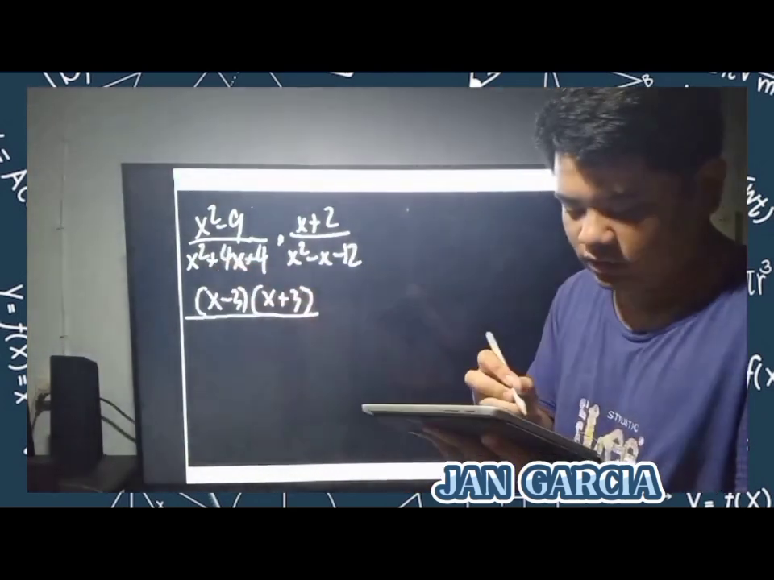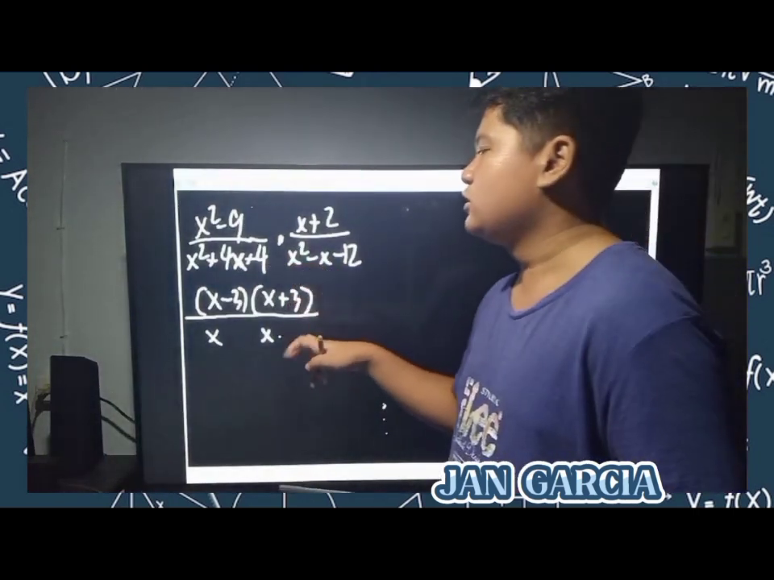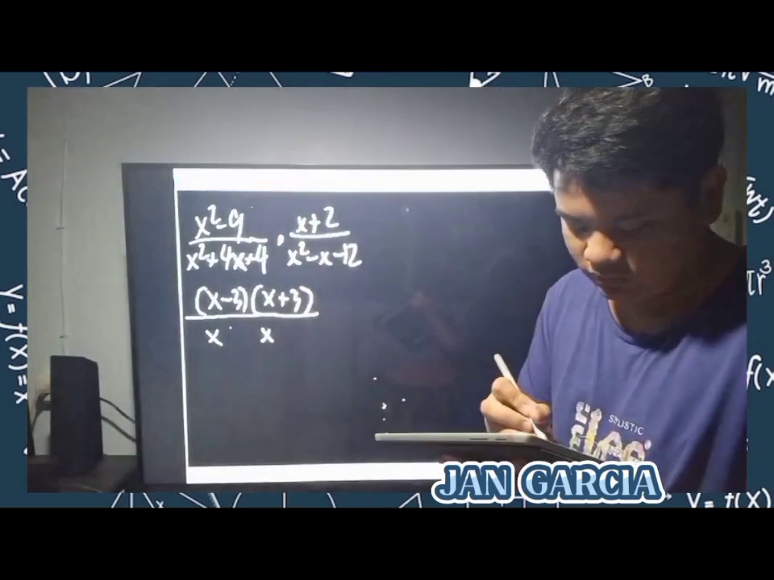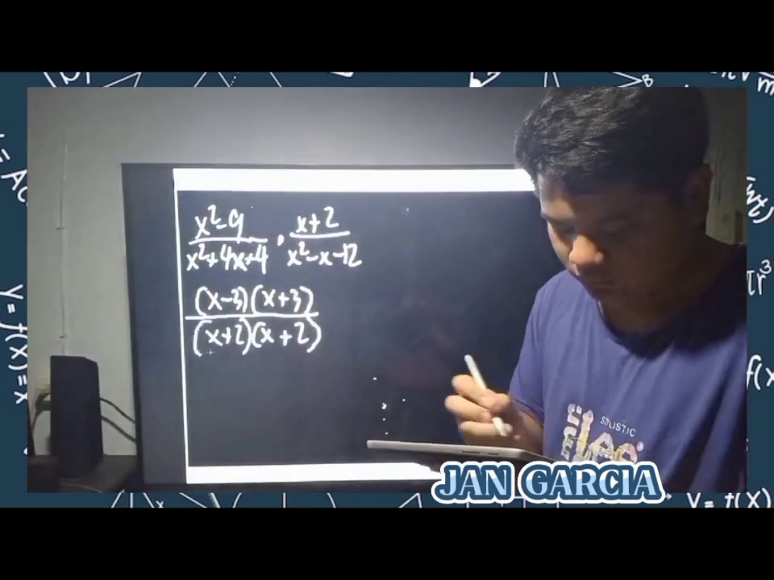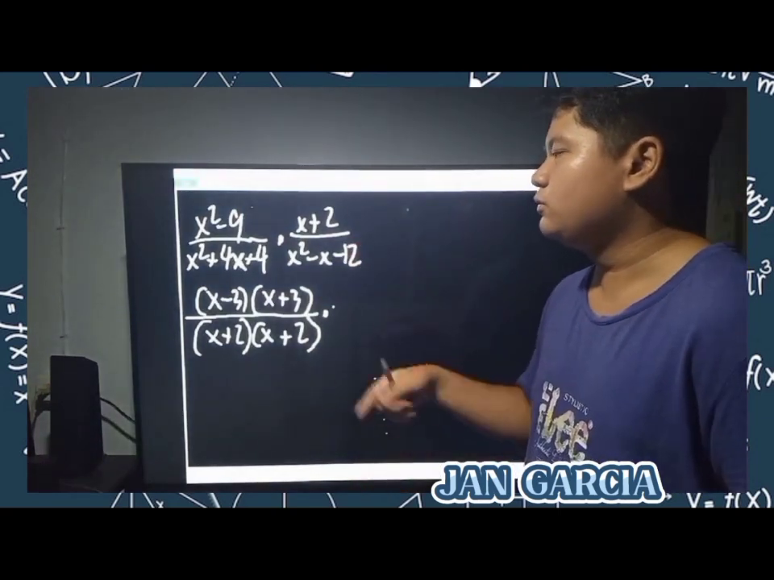Factors of x squared are x and x. Then we need to factor 4, and the two factors must add up to positive 4. And the factor of that is 2. X plus 2 cannot be factored any more, so just copy x plus 2.